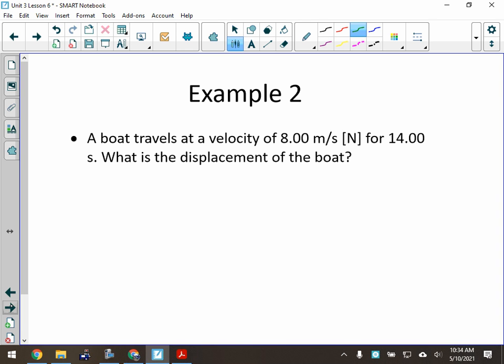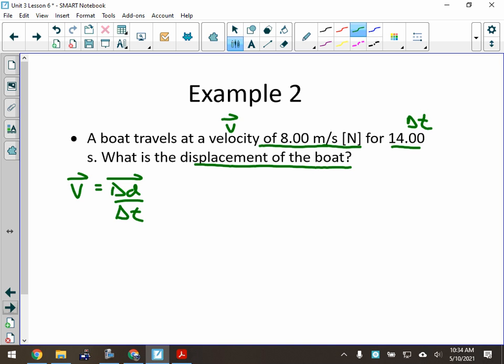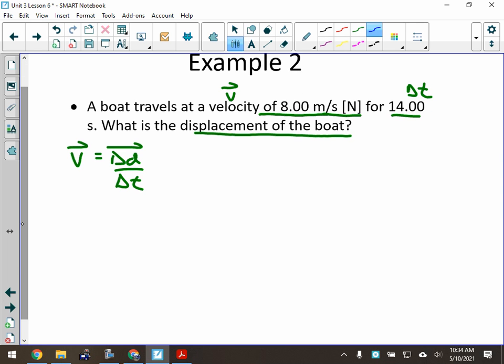Okay, example 2. It says here a boat travels with a velocity. So right away I think, okay, there's my V right there. And notice it's got a direction, for 14 seconds. That's my time. What's the displacement of the boat? So this is a similar kind of question to the speed ones we looked at before, and that's why we started with that, because there's not a whole lot of difference between these two formulas as far as solving for variables. However, we do have to understand that there's a velocity here and a time. How do I get displacement by itself? So how do I solve for delta D here, basically?